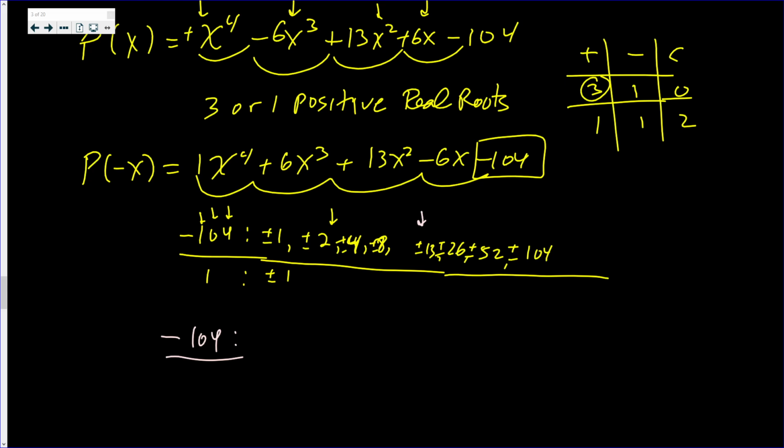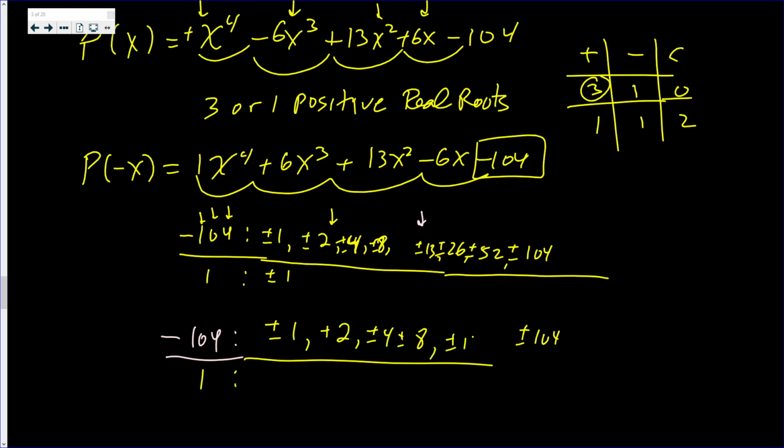I didn't write it so neatly. Let me write it again. The numbers that go into 104 are plus minus 1 and 104, and plus minus 2 and 52. I think you should write them in those pairs. Plus minus 4 and 26, plus minus 8 and 13.